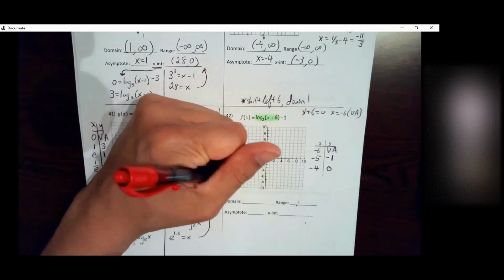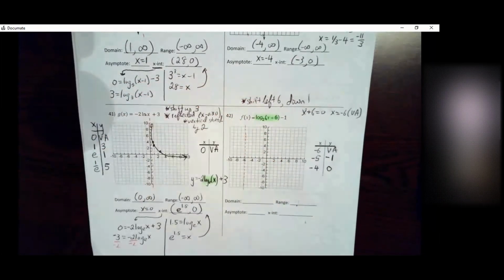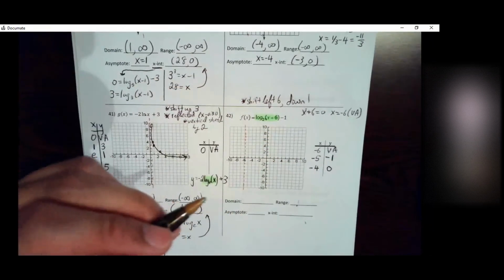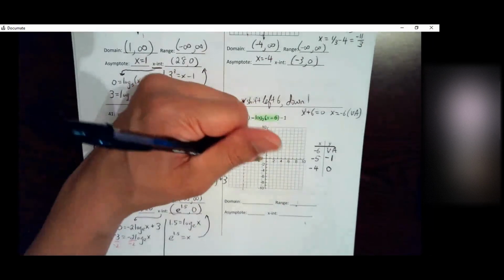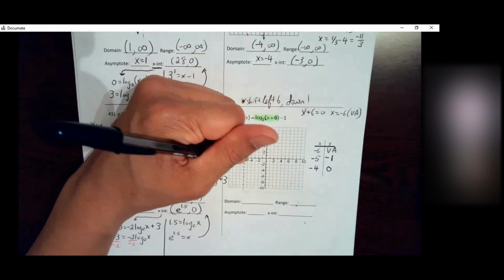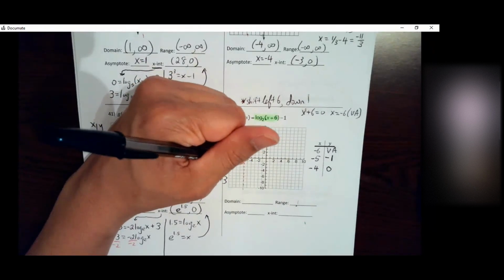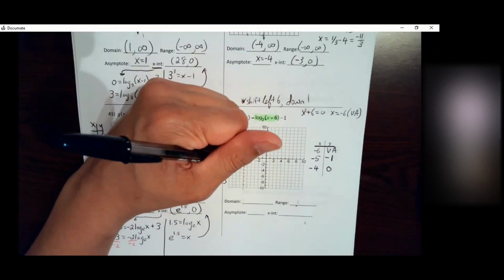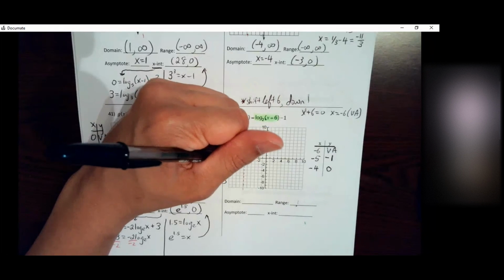Okay. Our domain is -6, infinity. Our range is -infinity, infinity. And then our x-intercept is -4, 0.